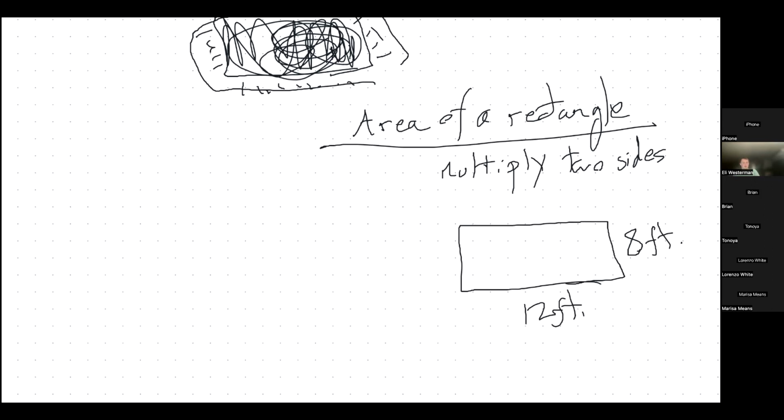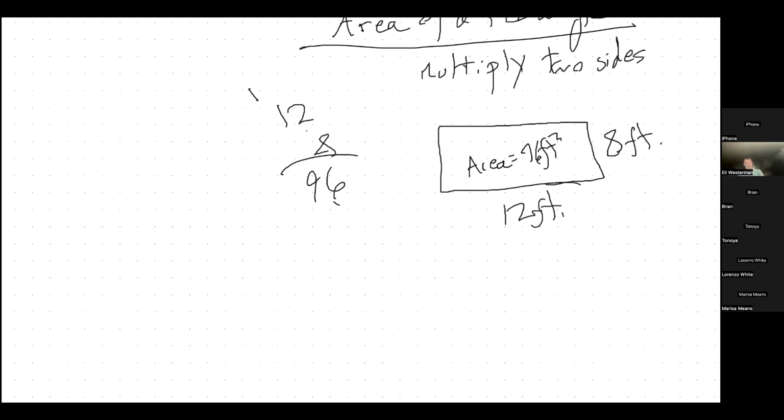I don't have my 12 times table memorized like I should, so I'm going to do this. It's 96. So the area equals 96 feet squared. Now here there's an important point. When we write area, we have to say feet squared, inches squared, miles squared, meters squared. Whatever unit you're using to measure, we have to say squared and add a little exponent. So for a rectangle, we multiply the two sides.